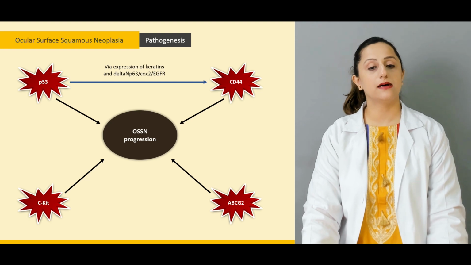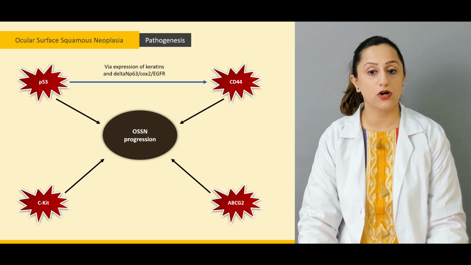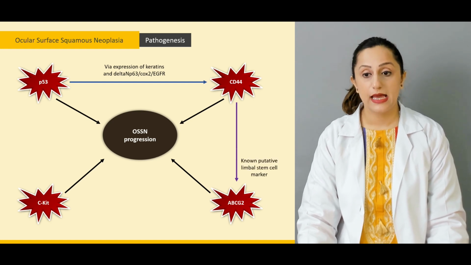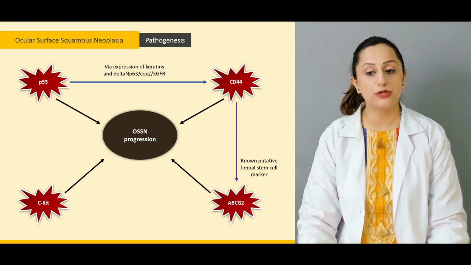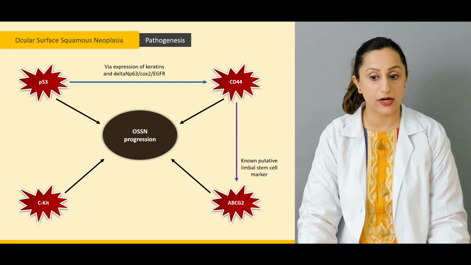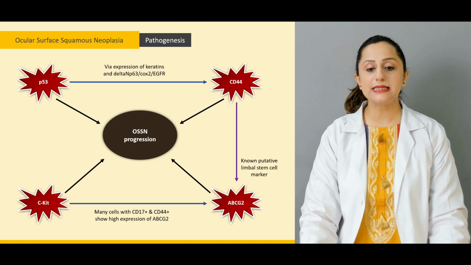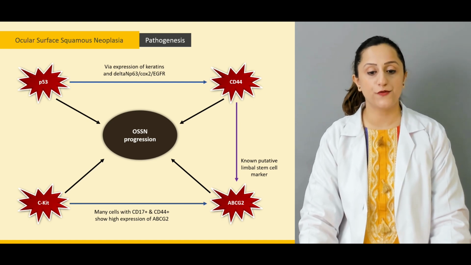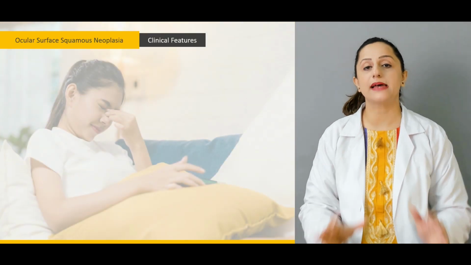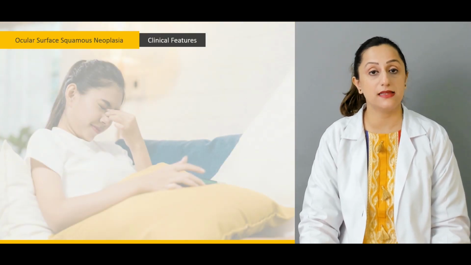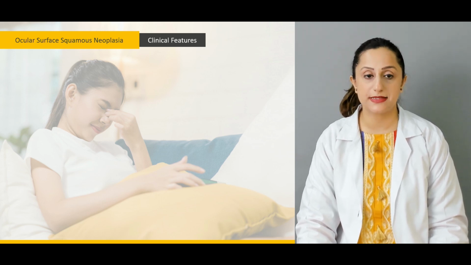P53 is basically expressed along with the keratins, delta NP63, COX2, and the EGFR. Then obviously CD4, which is basically a putative limbal stem cell marker, is giving way to the ABCG2. And many cells with CD17 and CD44 show high expression of the ABCG2. So these are the final pathogenetic factors that are taking place at the genetic level, and they're contributing towards the development of these neoplasms.